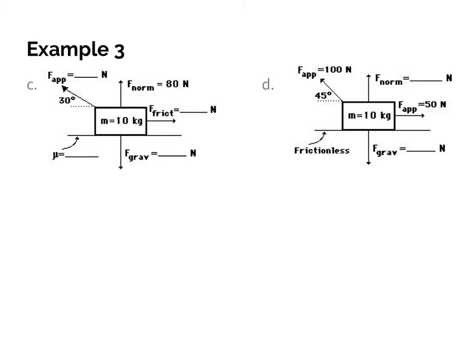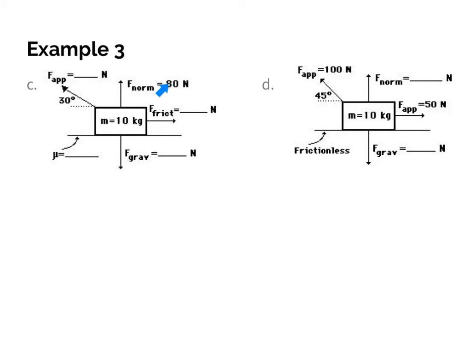I'm going to do one more example in C, and then I'm going to have you guys do D on your own. So in C, we got the same kind of thing. The only difference here is working backwards. I have my applied force acting at an angle, and it's going up and left instead of up and right. Not a big deal there. But know here that I don't give you the applied force, so we're going to have to solve for that.